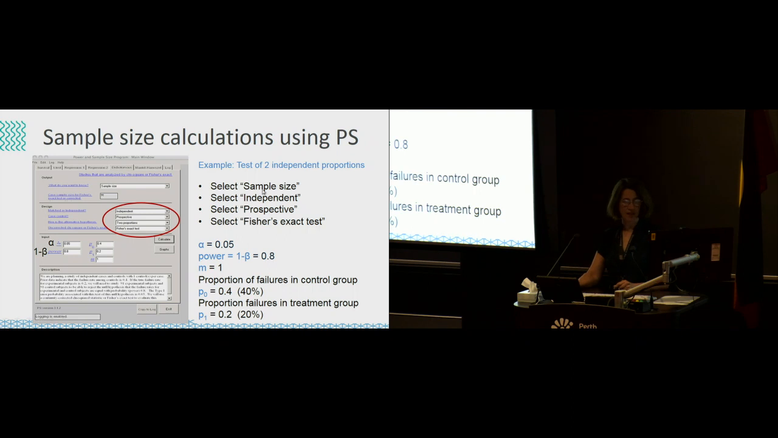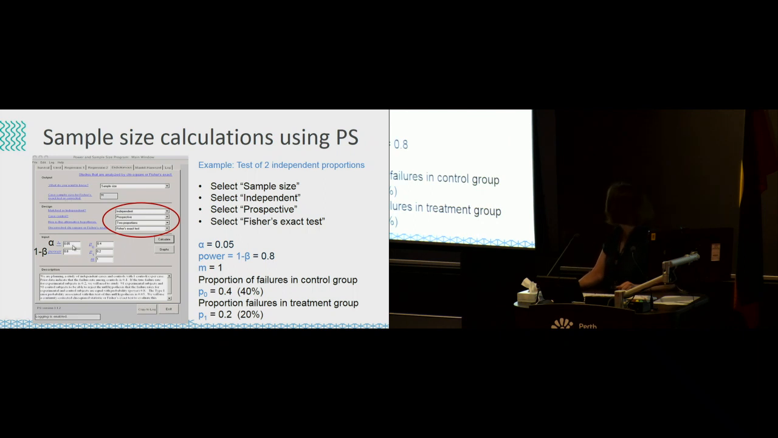And so for tests of 2 independent proportions, in the first window over here, we select that they're independent. In the next one, we say it's prospective. So we're moving forward in time to collect our outcomes. We're looking at 2 proportions. And in this particular example, I've selected Fisher's exact test. I think they also have the chi-square test in there.